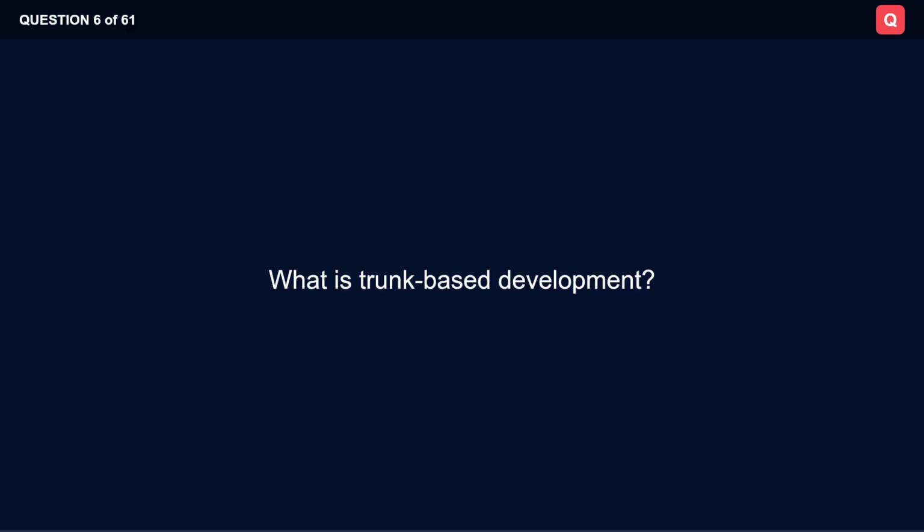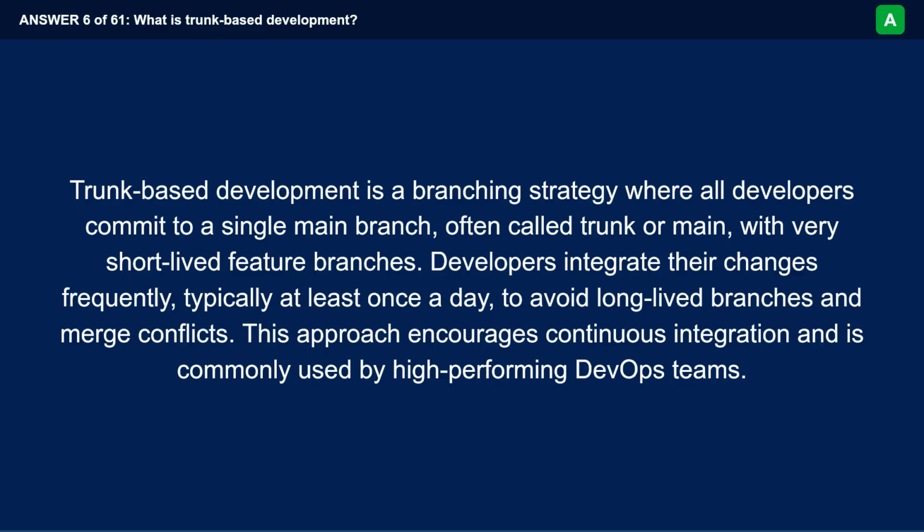What is trunk-based development? Trunk-based development is a branching strategy where all developers commit to a single main branch, often called trunk or main, with very short-lived feature branches. Developers integrate their changes frequently, typically at least once a day, to avoid long-lived branches and merge conflicts. This approach encourages continuous integration and is commonly used by high-performing DevOps teams.